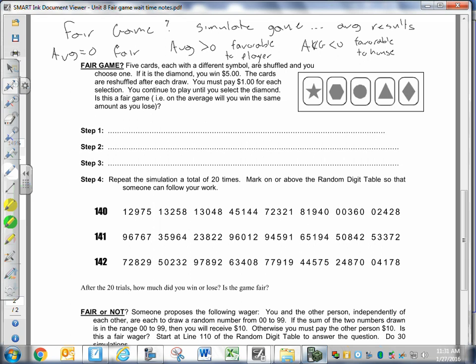Okay. How are we going to simulate this game? Step one is always to assign my numbers in my random digit table. Ideas on how I can simulate drawing these five cards using a random digit table.